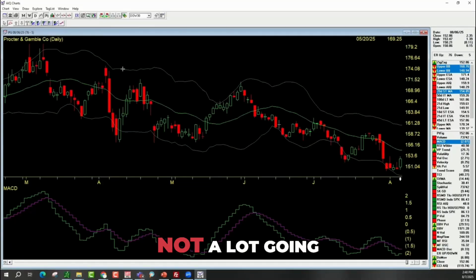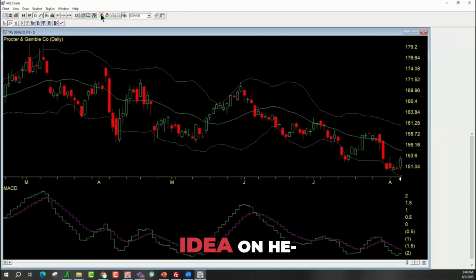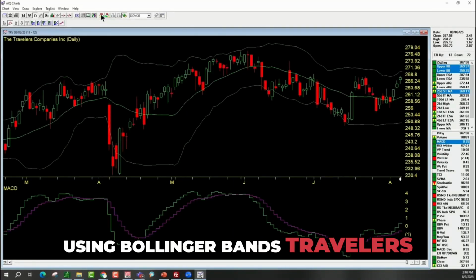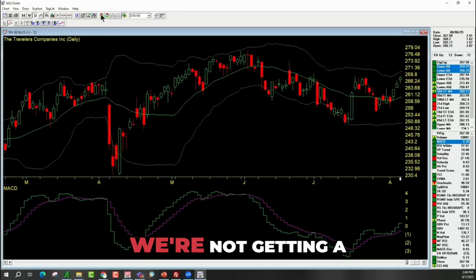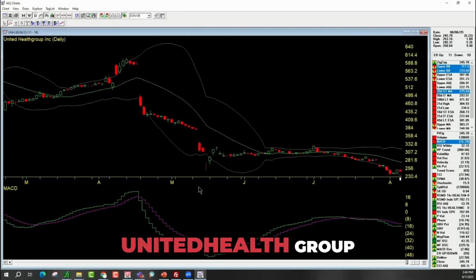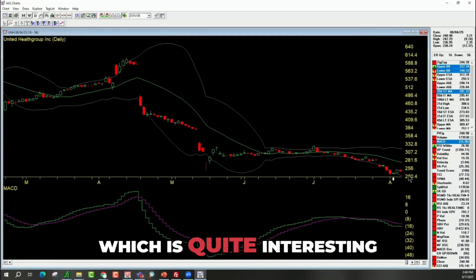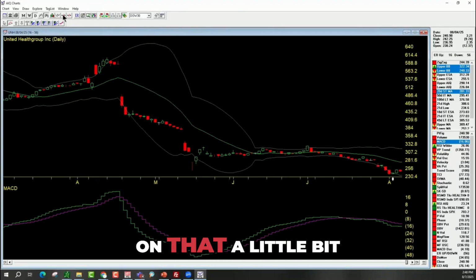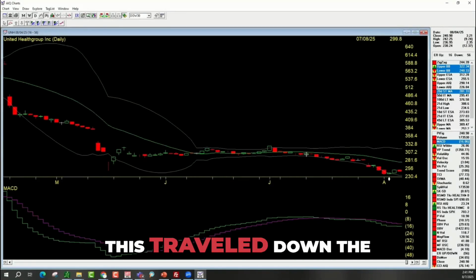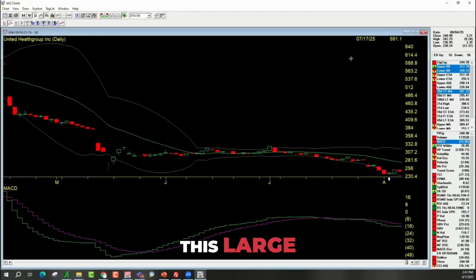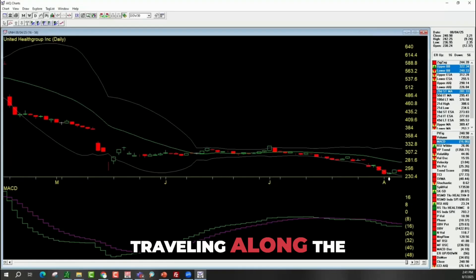Procter & Gamble, not a lot going on there for us as far as an idea on using Bollinger Bands. Travelers, nope, again, same thing. We're not getting a lot of information there. United Healthcare Group. Let's see here. We have it traveling down the band here, which is quite interesting. Zoom in on that a little bit. It's sometimes harder to see, because of this large move down in this period here, but this has been traveling along the lower band.